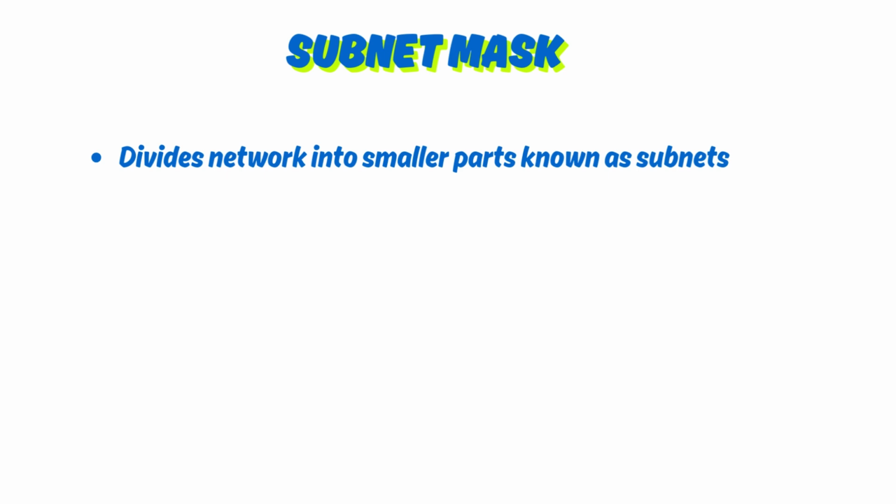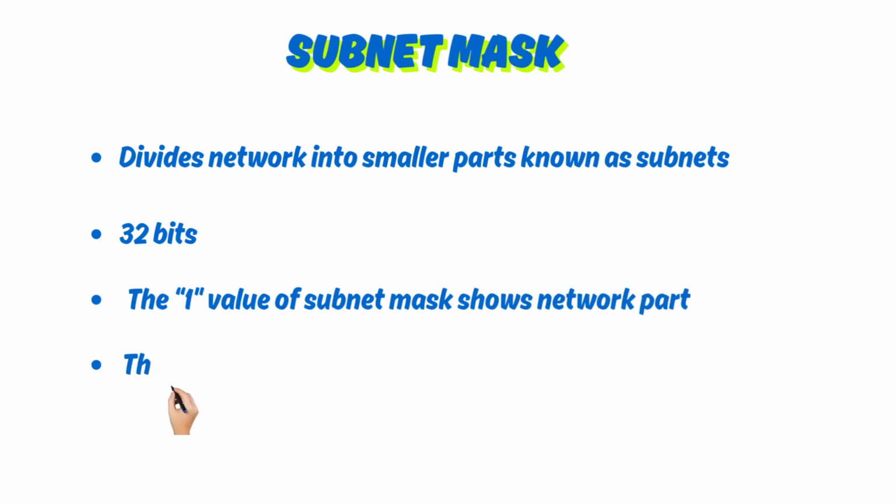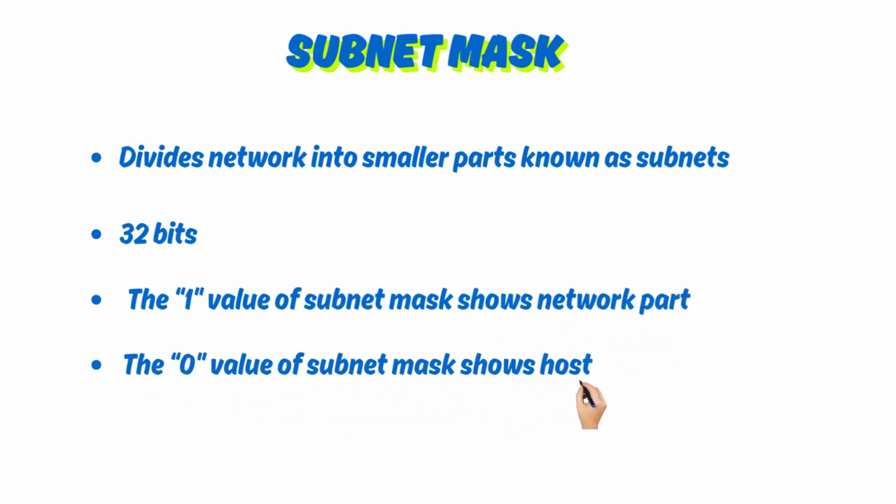An IP address is 32 bits long. The subnet mask is also 32 bits. Wherever the subnet mask has 1, that part of the IP address is the network portion. But wherever it has 0, that part is the host portion.